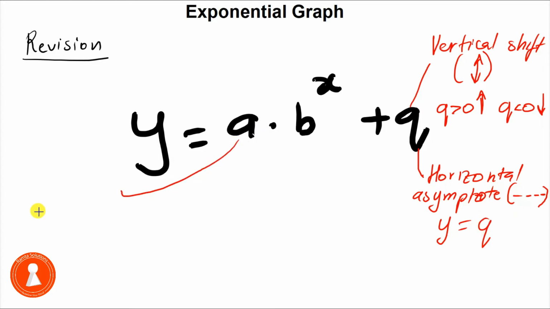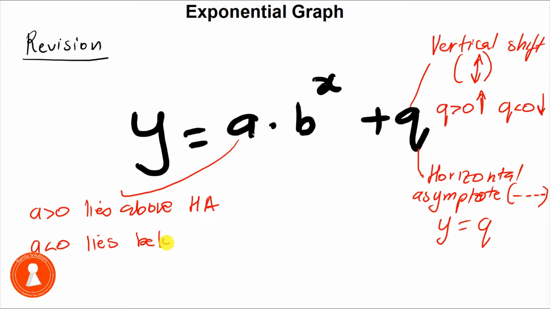This a, I will speak much about it when we look at its relationship with b. When it's positive, the graph lies above the horizontal asymptote. When it is negative, the graph lies below the horizontal asymptote. Okay? Now, let's look at it in detail, the relationship between a and b, to be precise.